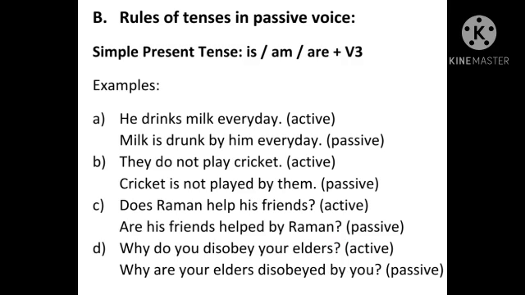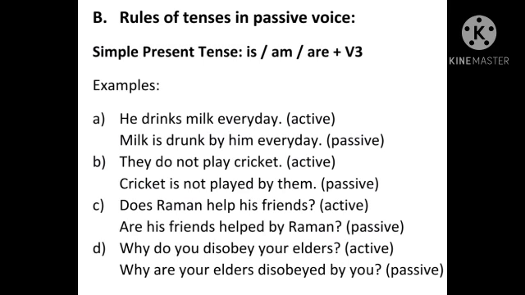Another one. They do not play cricket. Cricket object. Cricket is not played by them. Does Raman help his friends? Now see the sentence. This is an interrogative one. So first of all, helping verb. Here in active voice, does.